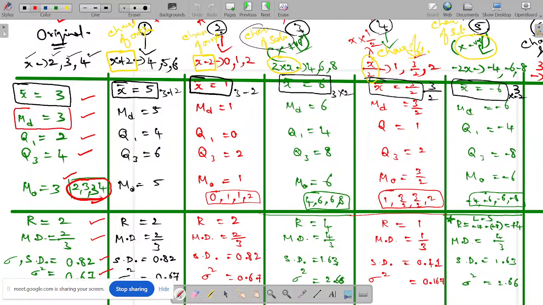What is the median value? Original value 3. You added 2, so this is 3 plus 2. You subtracted 2, 3 minus 2. See, you need not work out the full problem. Directly you can substitute the value. What happens here? 3 into 2, multiply the value. What happens here? 3 divided by 2.